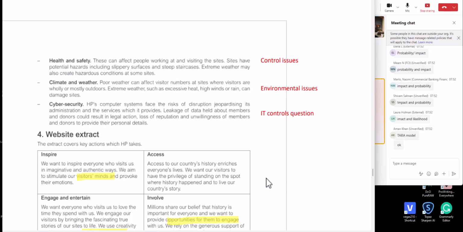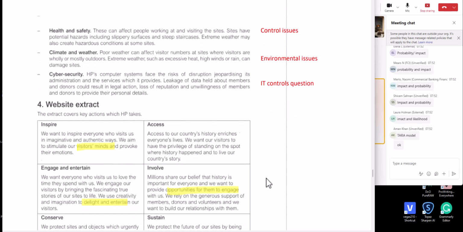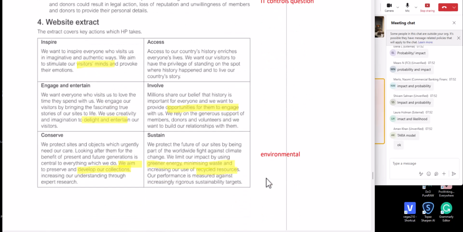IT controls, leakage of information. How do we control? What are our cyber security controls? It's very big. I mean, the ACCA, they want to show that they're modern and up to date. So they might ask that.